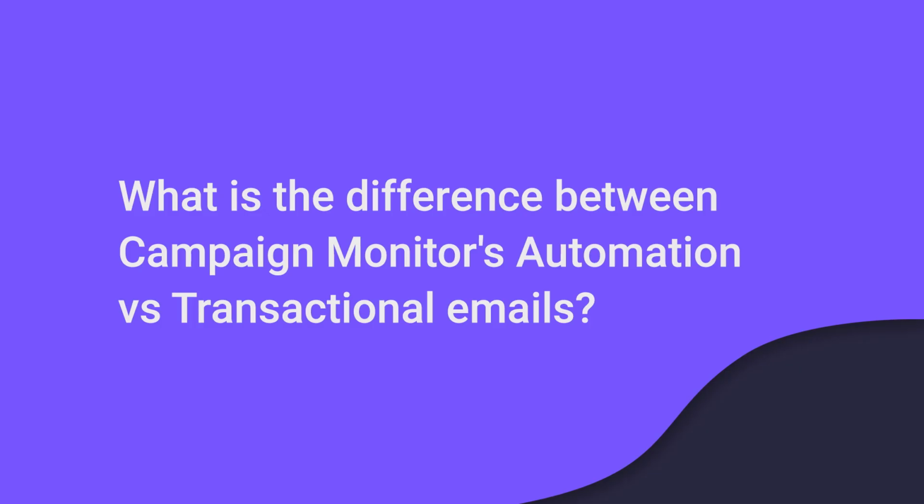What is the difference between Campaign Monitor's automation versus transactional emails? As opposed to newsletters and one-off campaigns that you create and send to a whole list of people in one go, an automated email journey is set up once and then automatically sent to people that meet certain trigger criteria. In Campaign Monitor, these people are subscribers that have recently been added to or already exist on a subscriber list.